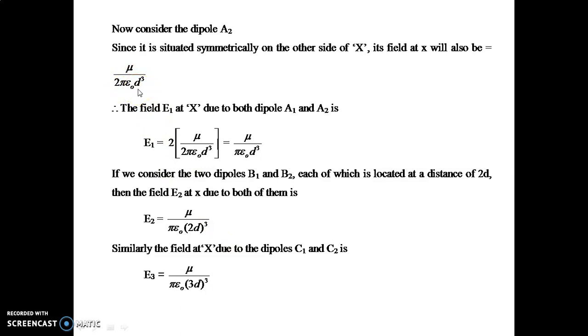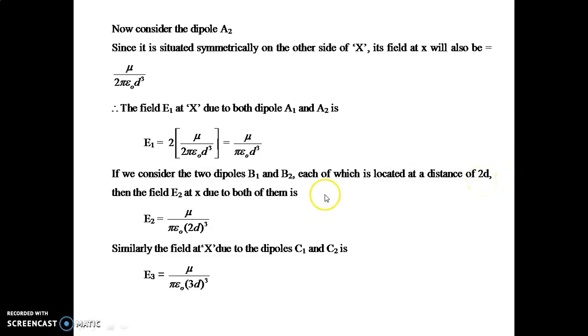Now the field E1 at x due to both the dipoles, since both must be considered, is E1 equal to 2 times the same component, mu by 2 pi epsilon naught into dq. If we cancel 2 here, you will get only mu by 4 pi epsilon naught into dq. Now consider the two dipoles B1, B2, each of which is located at a distance d plus d, that is 2d, from x. Isn't it?